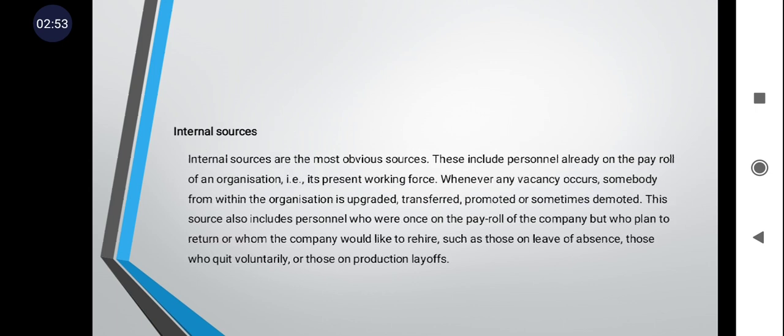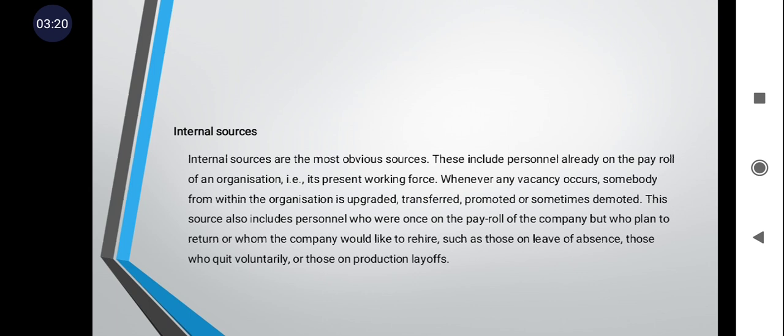So, what are internal sources? Internal sources are the most obvious sources. These include personnel already on the payroll of an organization, that is, its present working force. Whenever any vacancy occurs, somebody from within the organization is upgraded, transferred, promoted, or sometimes demoted.